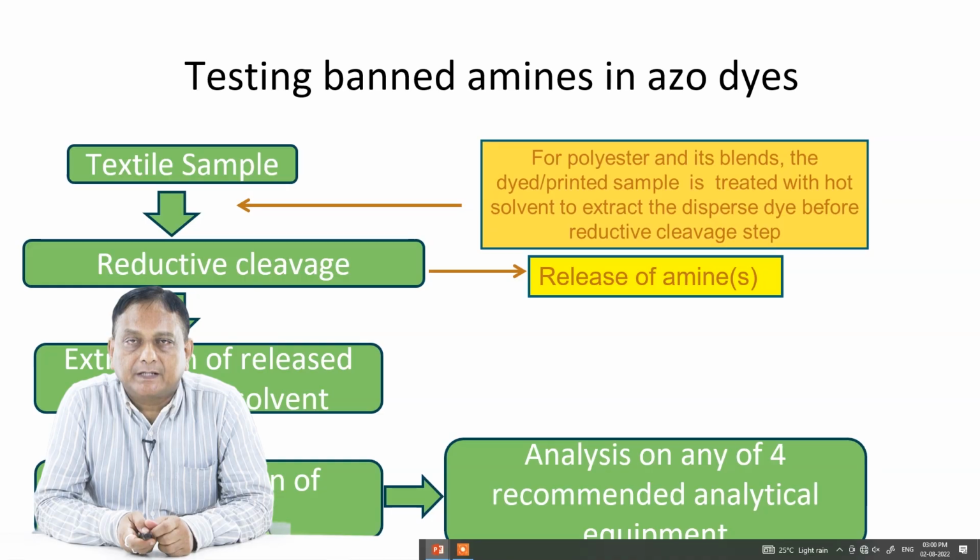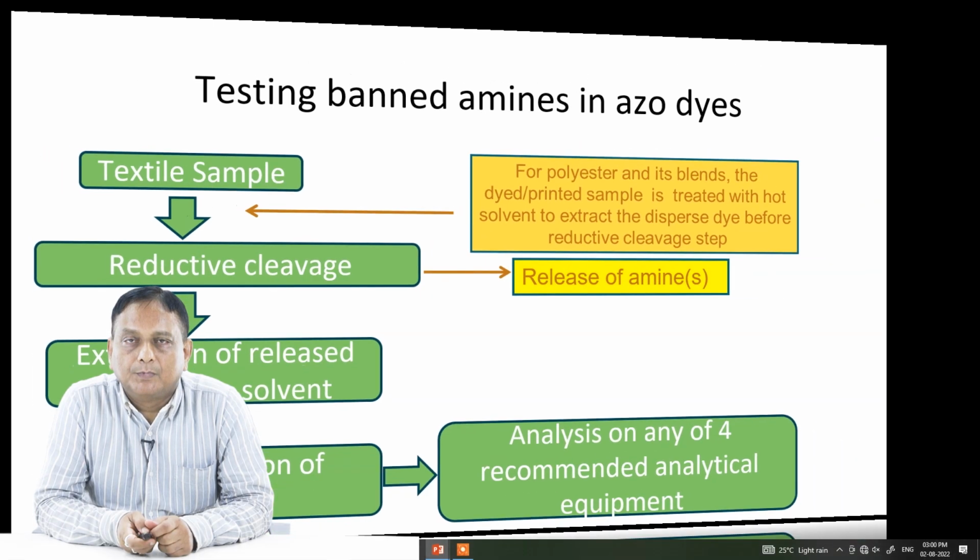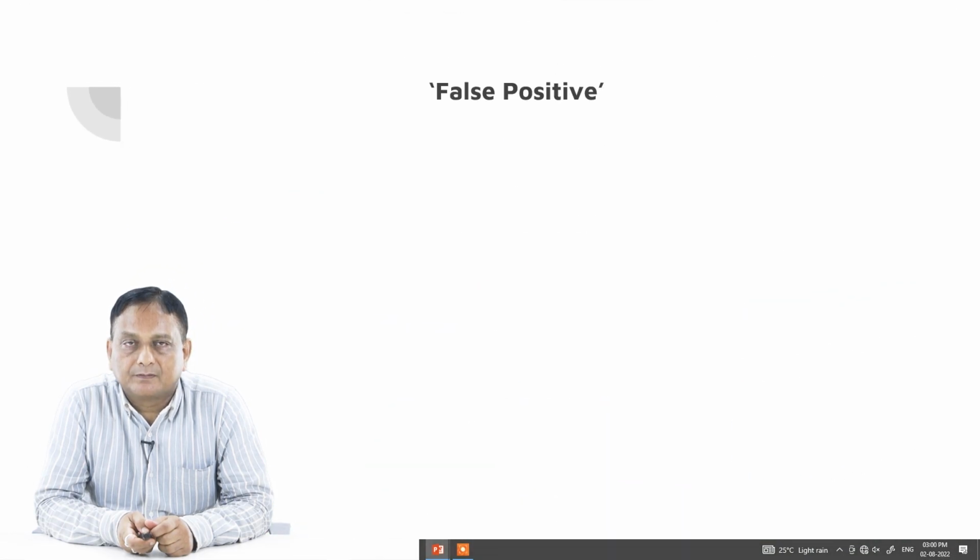And for polyester and its blends, the dyed and printed sample is treated with hot solvent to extract the dispersed dye before reductive cleavage happens.